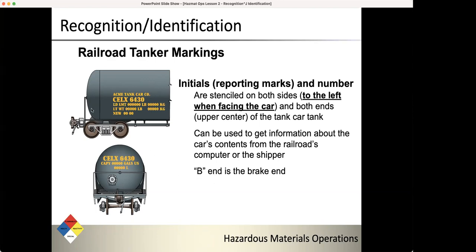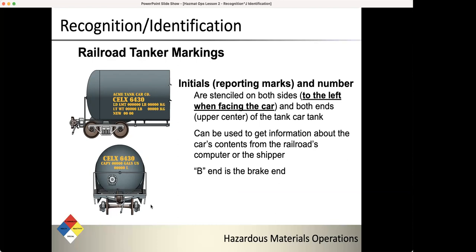Now, when we talk about a rail car, there are two ends to it. There's the A end and the B end. Which is which? The B end has the brake handle. It's like a parking brake. So the B end has the brake. It's just a wheel. It usually has a chain on it that goes down to the trucks there.